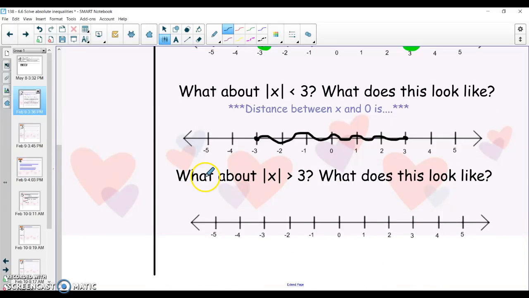Whereas, if you look at this one, the absolute value of x is greater than 3, think about what that looks like. Well, we still have 3. So what are our absolute values of 3? Well, -3 and 3. And think again, what is the distance between x and 0? The distance between x and 0 is greater than 3. So give me a number that has a distance between itself and 0 that's greater than 3. 4. Wouldn't -4 be the same too? It would.